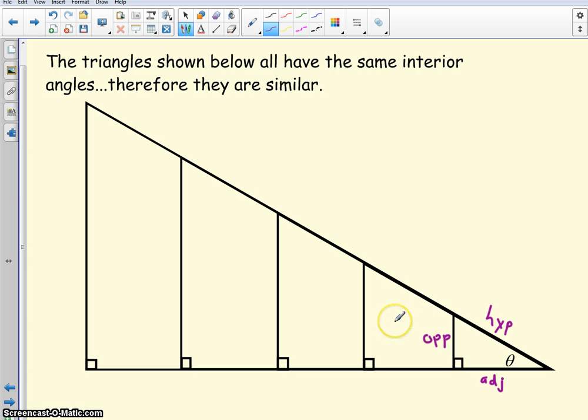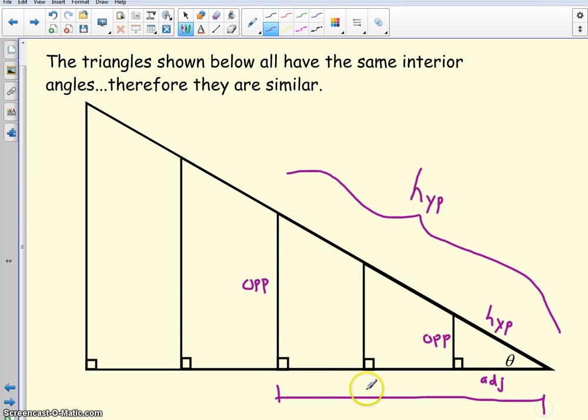Okay, and I could do this process for every triangle that's here. I'll just choose this other one, the third one in. So this one would be the hypotenuse for that triangle. This would be the opposite, and this whole length down here would be the adjacent side.